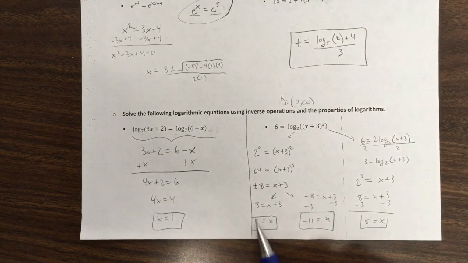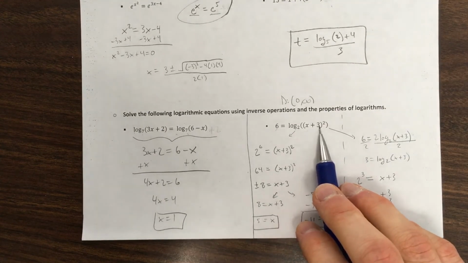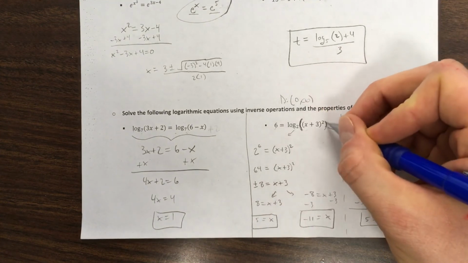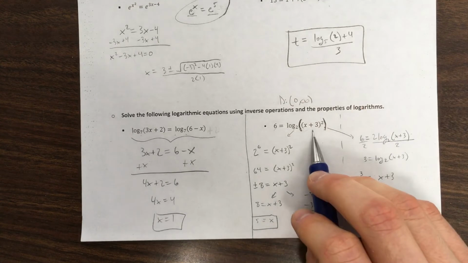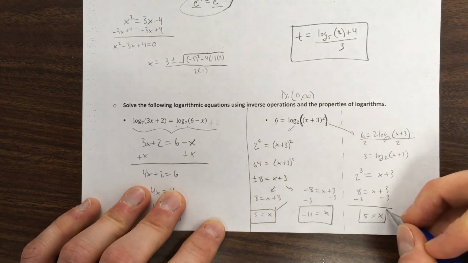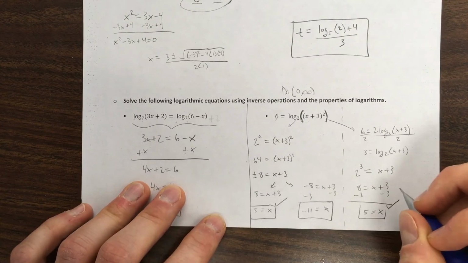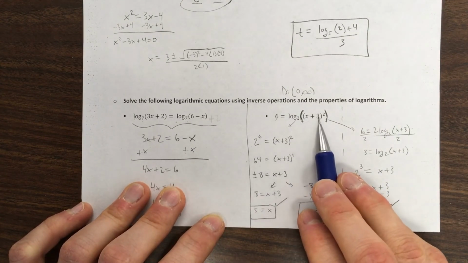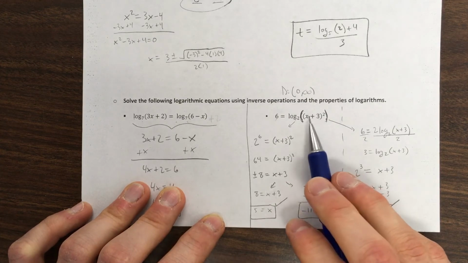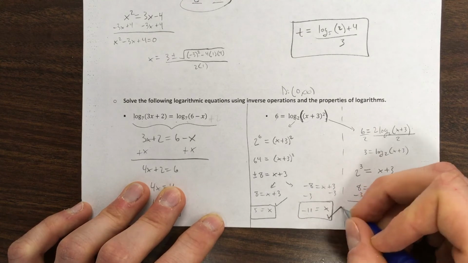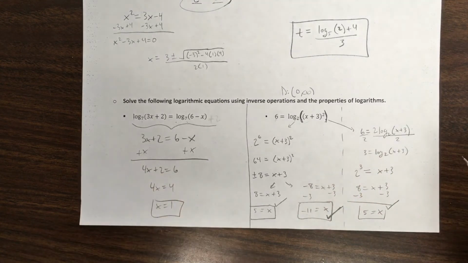Here, if we do the 5 plus 3, that would give you 8 squared, which is what's inside of our logarithm. 8 squared gives you a positive 64. So the 5 does work. Here, if I plug in negative 11, negative 11 plus 3 gives me negative 8. Negative 8 squared, still positive 64, so negative 11 also works. That does as well.